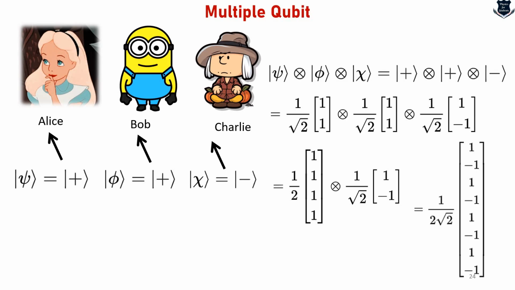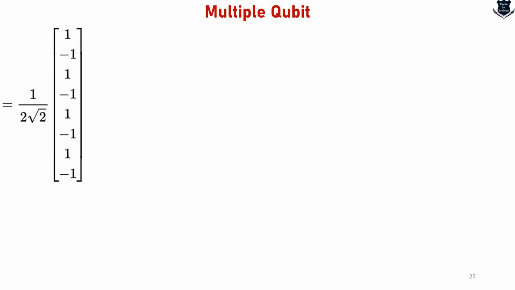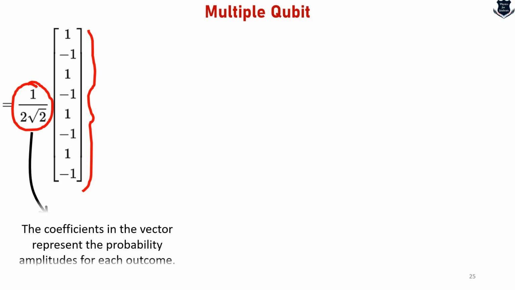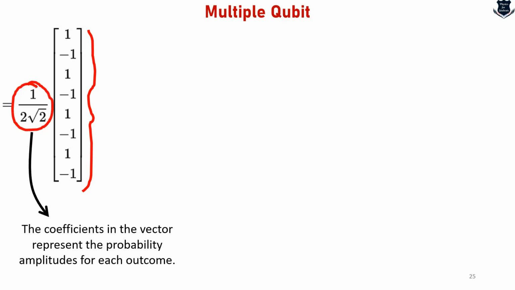What do we mean by this? Let us turn to the next page and we will make a complete understanding. So here you can see it is 1, 2, 3, 4, 5, 6, 7, 8. Yes, it is an 8-dimensional vector. And the coefficient in the vector represents what? The probability. This part represents the probability for each outcome.